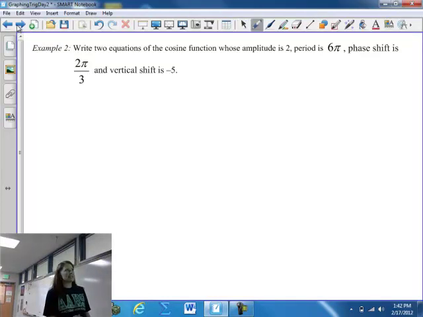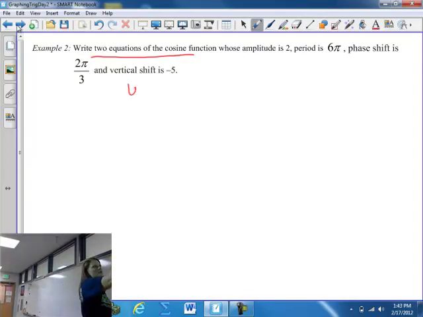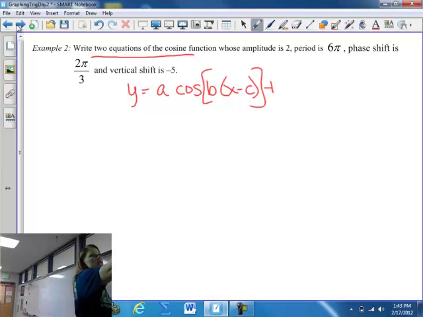What if I give you the information and I need the equation? We did this last class. The only difference is now we have A, B, C, and D to account for. Next example. We're going to write two equations of the cosine function. Remember our cosine was y equals A cosine B times x minus C, that's our phase shift, plus D. So we just need to account for all four of these variables.